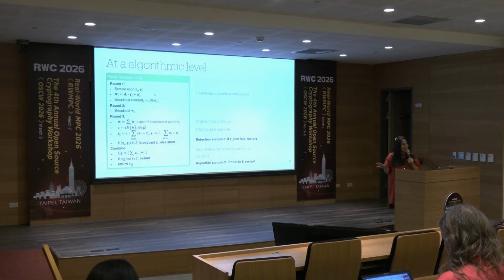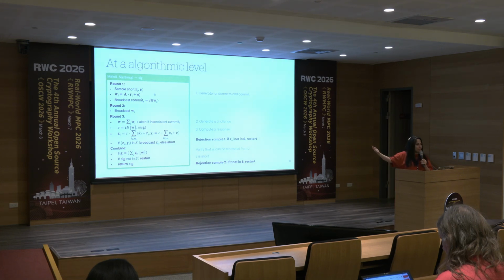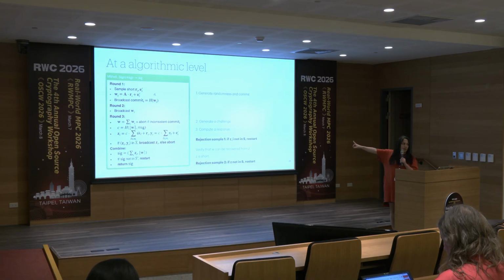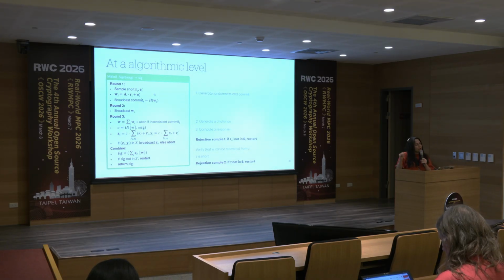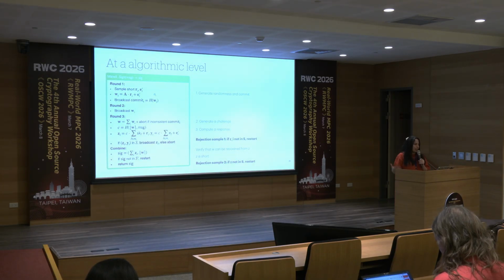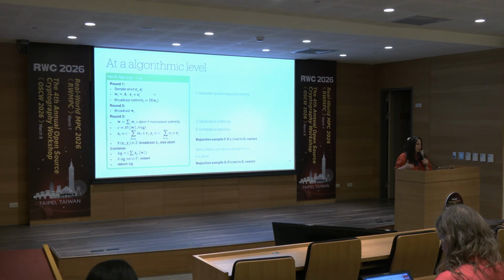At the algorithmic level, it literally looks like this. In round 1, we generate the commitments per party, and we commit to those commitments via the hash function that you see there. In round 2, we broadcast those specific commitments W, and in round 3, we just generate the answer set. In the combine step, we take all of the material that was sent and combine it together to generate the signature.